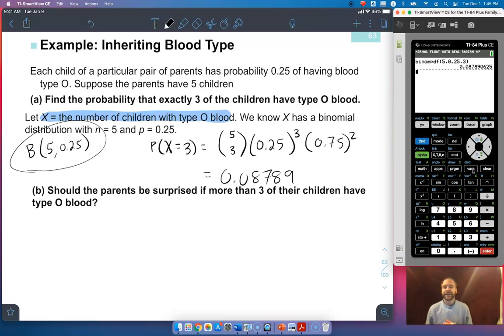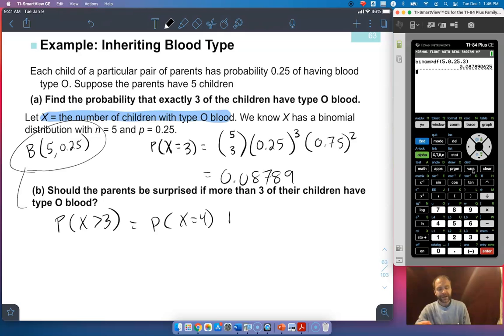So there's the amount of work that you need to know. Now, I already defined it here, so I'm not going to define it here. Same situation. Now, should the parents be surprised if more than 3 of their children have type O blood? Better. And so what that means is if I want the probability of more than 3, well, I'm looking for 4, and so I'm going to add the probability of x equals 5.